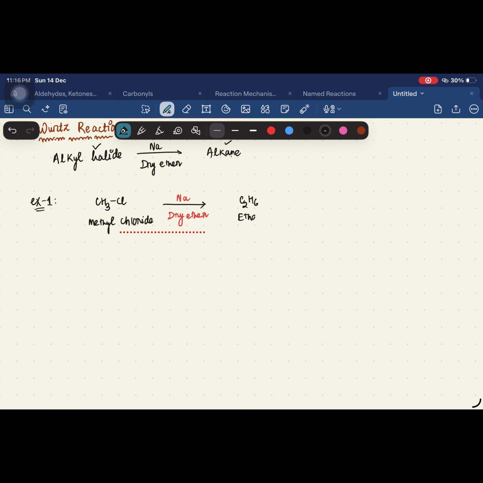That means it is very clear that from one carbon we got a two-carbon product. This is double, so here we can write 2 moles of CH3Cl, otherwise there is no need to write it, because in a container there will already be lots of molecules of CH3Cl. So one CH3 will combine with another CH3 to form C2H6, which is called ethane.